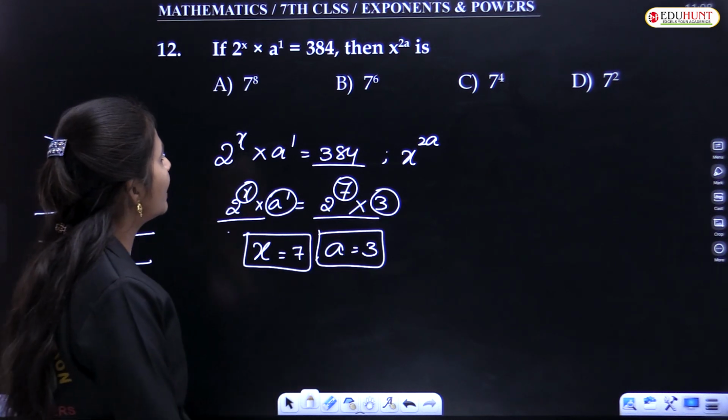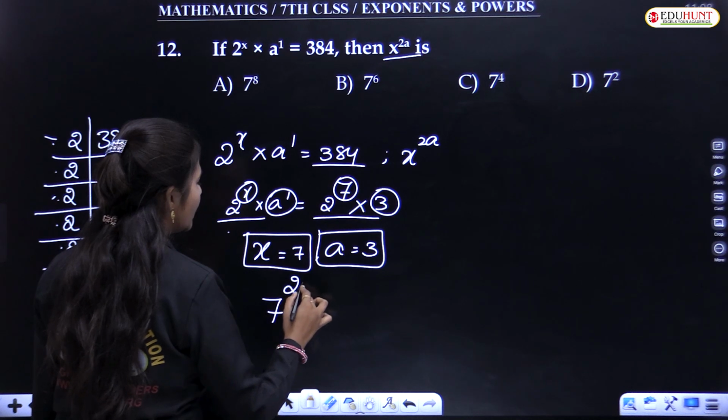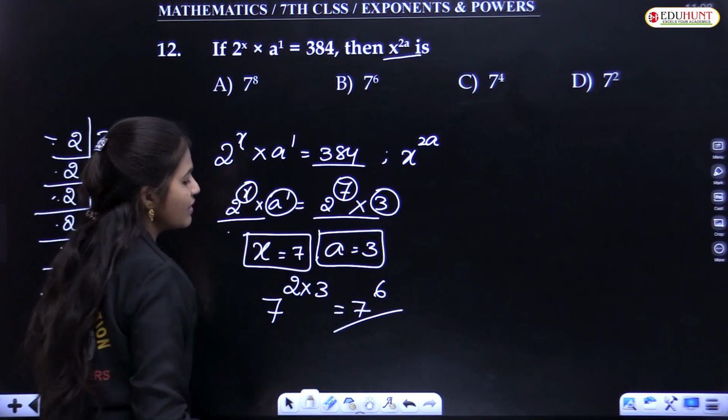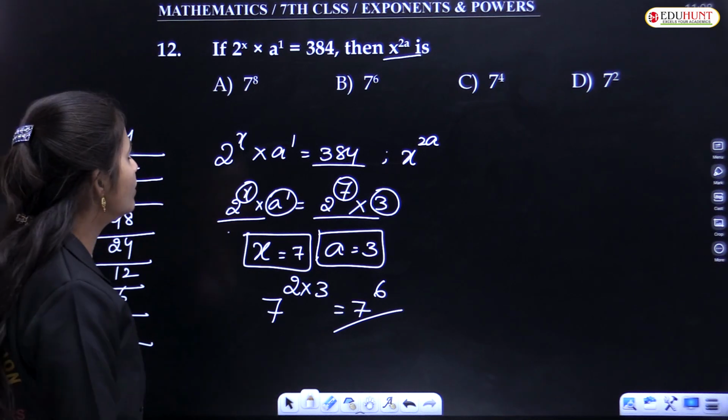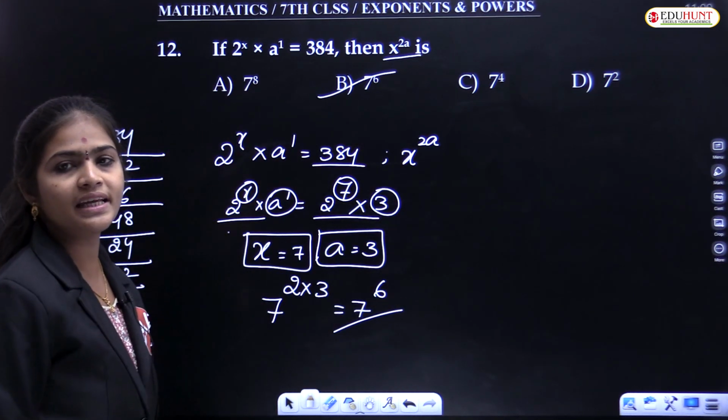Now what do we have to find out? X power 2a. So 7 power 2 into a, where a is equal to 3, which is equal to 7 power 6. So which option is correct? Yes, option B is correct.